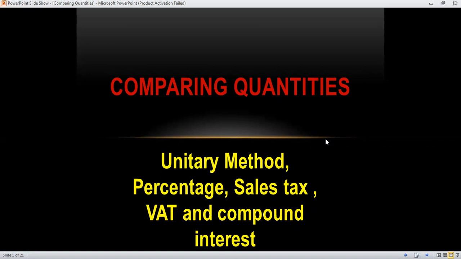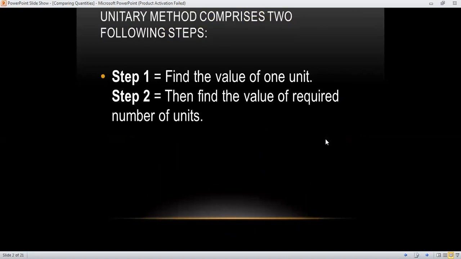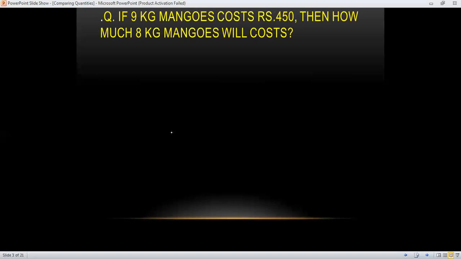First, I'm going to discuss the unitary method. With a few examples, I am going to explain how we use it. The unitary method comprises two steps. First step, find the value of one unit. Second step, then find the value of the required number of units. So let's see the question.